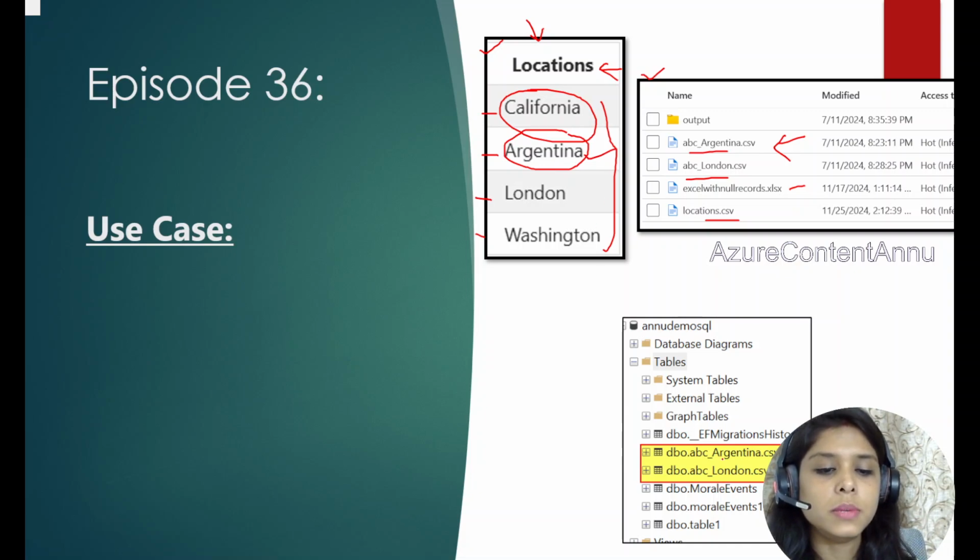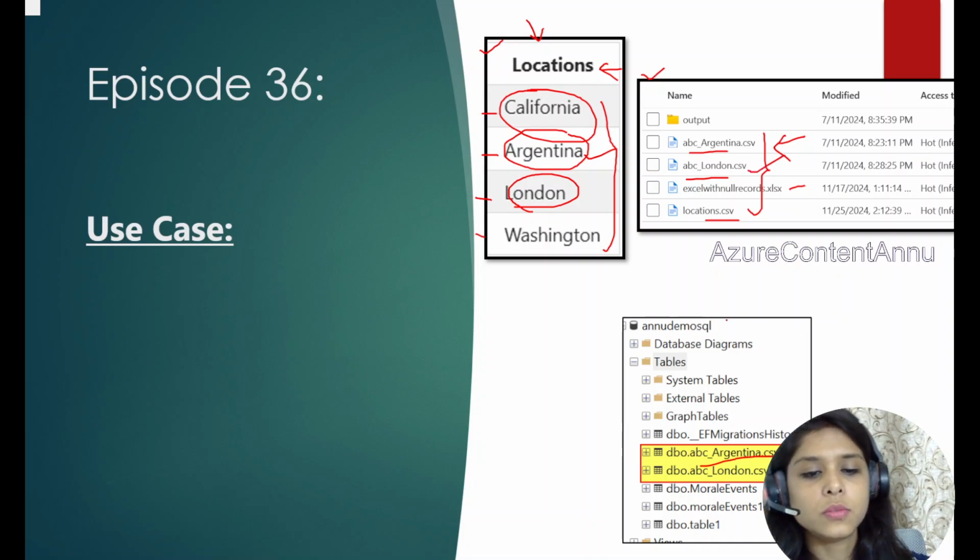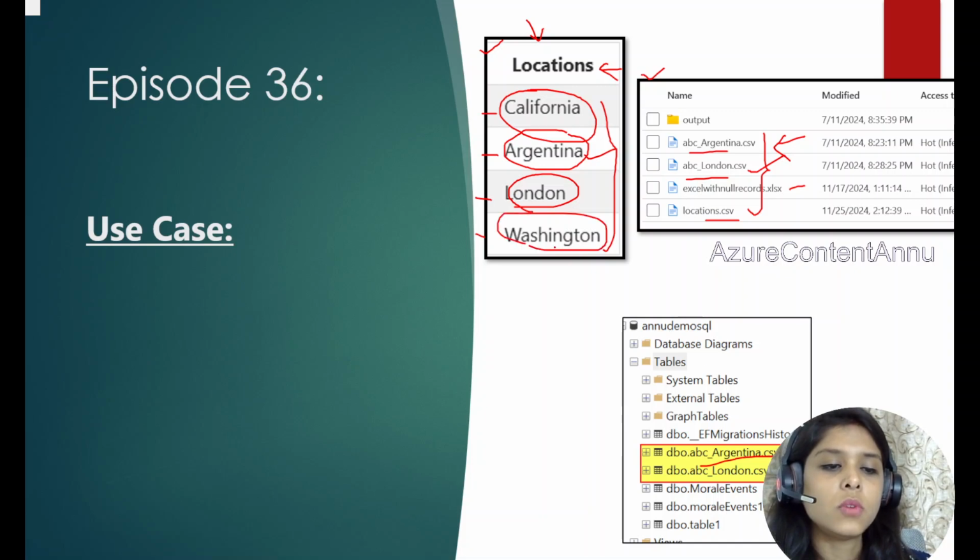So there should be a table created with the same name, abc_Argentina.csv. And then similarly, is London present? You can see London is present, and it has to be copied as a table in SQL. Coming to Washington, Washington is not present in any of the files in my ADLS. So only Argentina and London should be copied, and a table should be created for these two. So we should have abc_Argentina.csv and abc_London.csv.